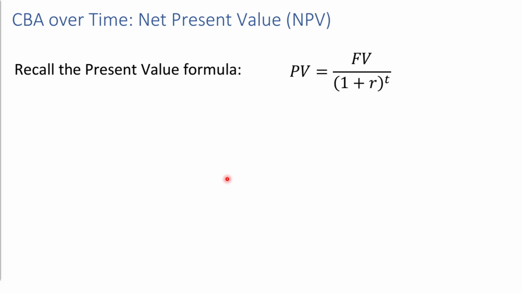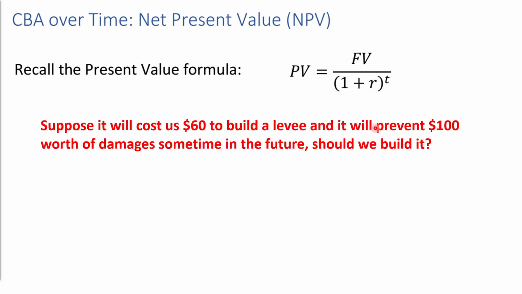So recall from earlier chapters our present value formula. Right? So that is the future value divided by 1 plus r, which is the discount rate, raised to the t. So t is the number of years that this is in the future. So for example, suppose it will cost $60 to build a levee and it will prevent $100 worth of damage sometime in the future. Should we build it?